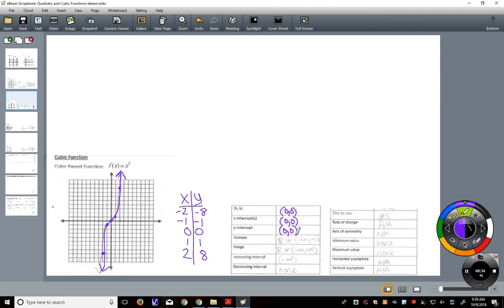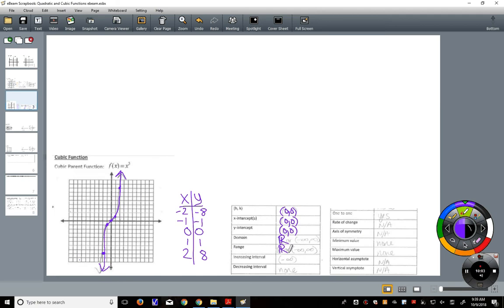Domain and range for this function. So you can still plug anything in and cube it, but you can also get anything now. You can get positive numbers, negative numbers, everything, okay? So now the domain and the range are both all reals. Okay? You don't have that turning point like a quadratic. You don't have a place where it stops going up or down. Okay? It just continues in both directions.